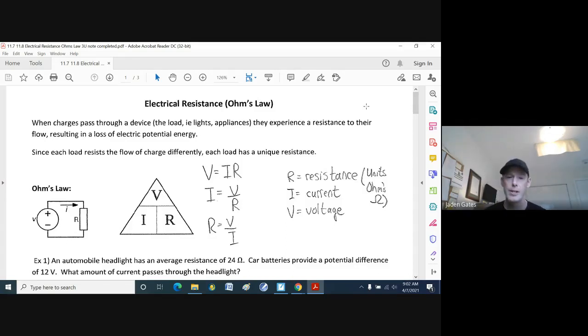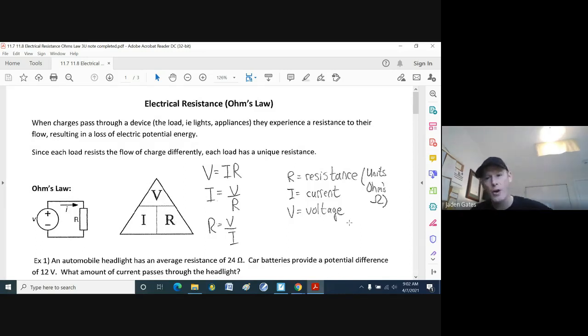unique resistance. And so we have Ohm's law, and what I have here is an equation triangle, I like to call it. You can look at our formula. V would be equal to I times R down in the bottom. If you're finding I, you have V divided by R. And if you're looking for R, you have V divided by I.